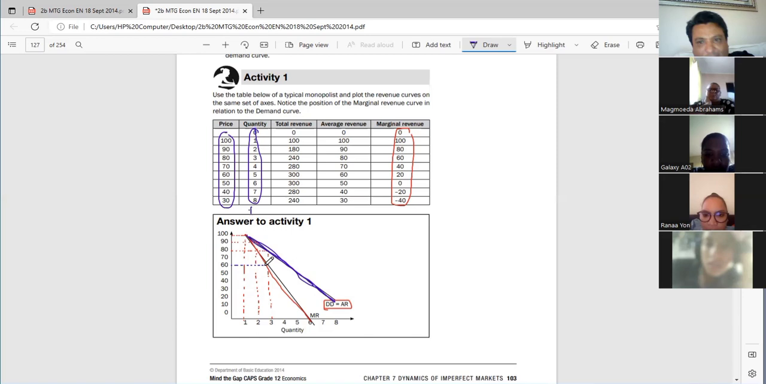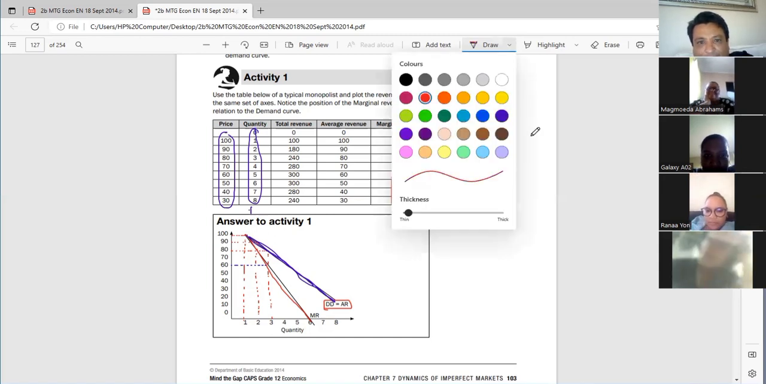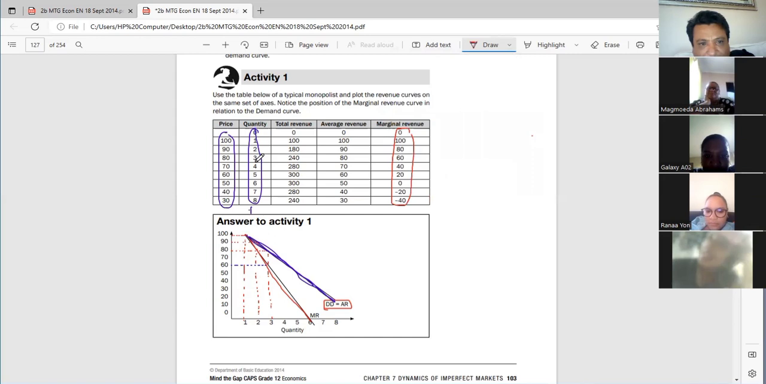But anyway, in the red, let me just put red again here. Okay, look at the red. The quantity is 4, marginal revenue is 40. Do you see that?